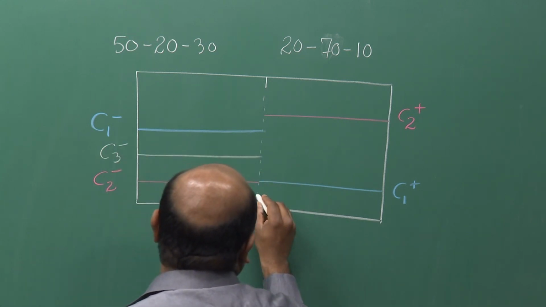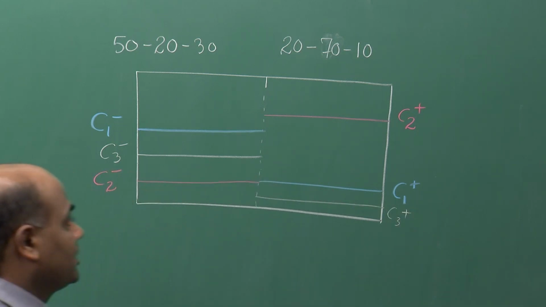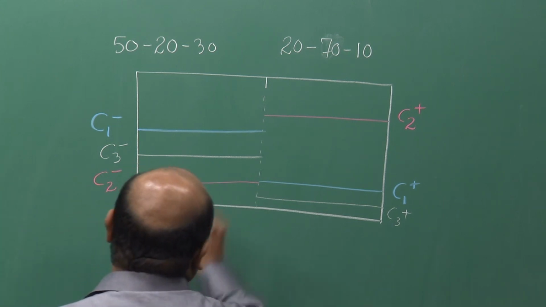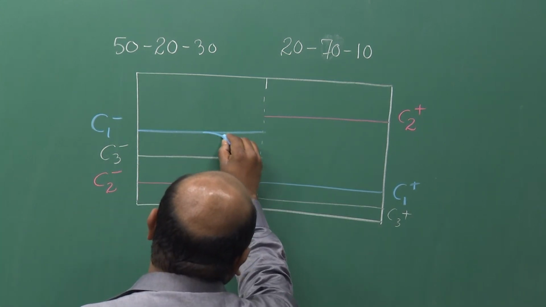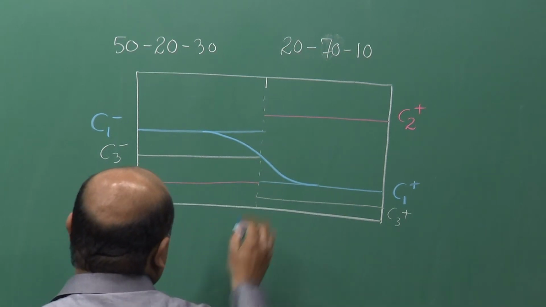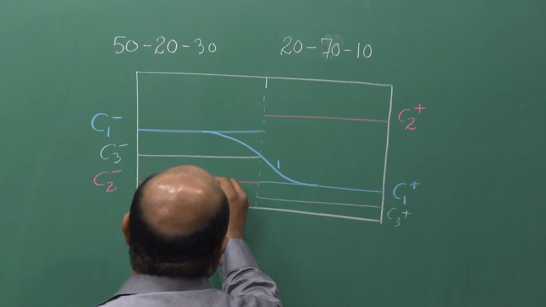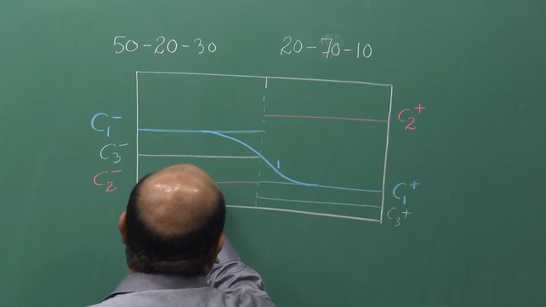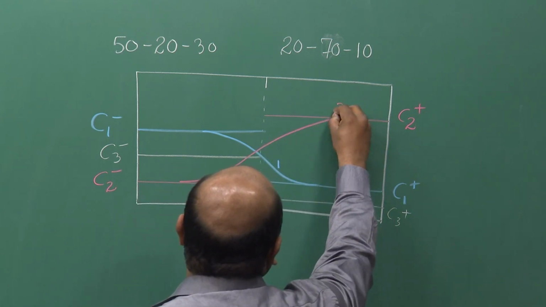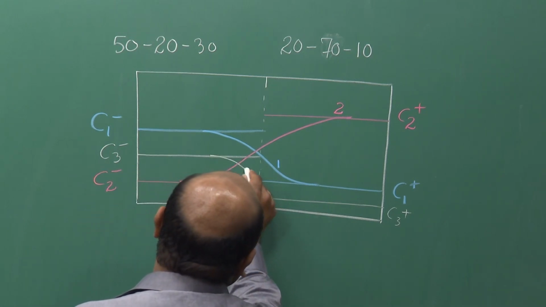C3 minus, C3 plus. So, after diffusion annealing for certain time, it will develop the concentration profiles. This is for 1, this is for 2, this is for 3.